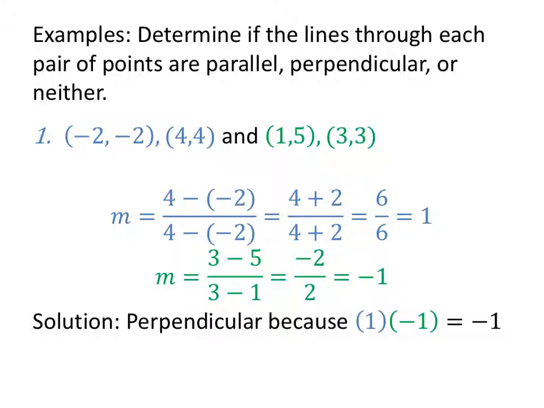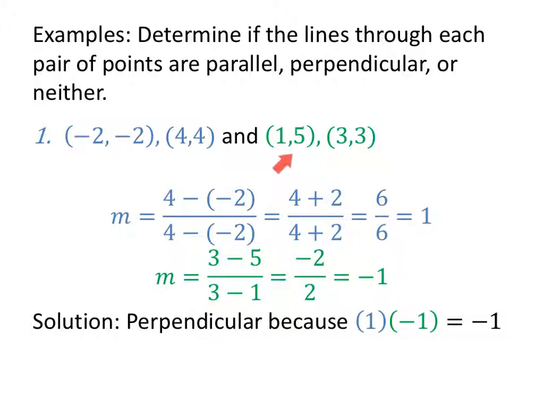Alright, so determine if the lines through each pair of points are parallel, perpendicular, or neither. Here I have the points negative 2, 4, and 4. I can find the slope of the line connecting them: 4 minus a negative 2 over 4 minus a negative 2, y minus y over x minus x. That's 4 plus 2 over 4 plus 2, which is 6 over 6, which is 1.